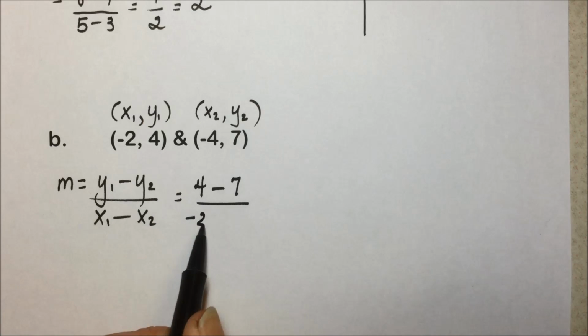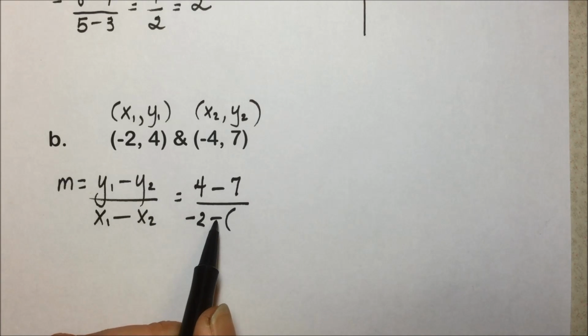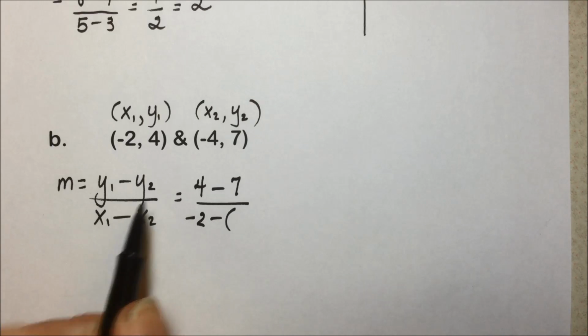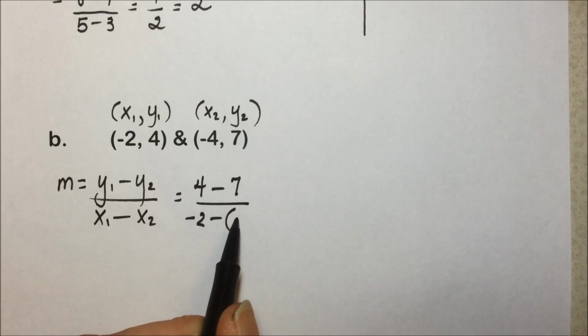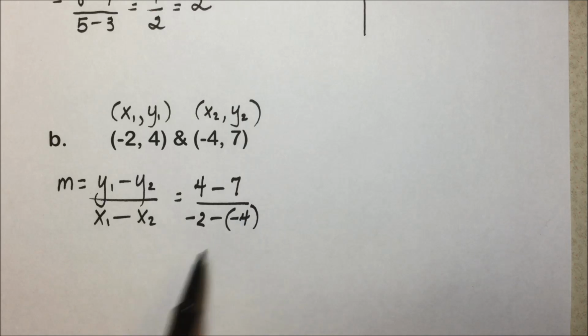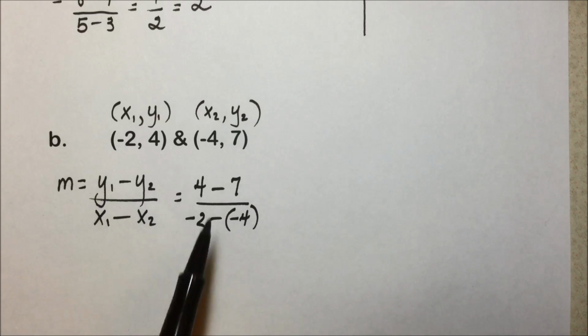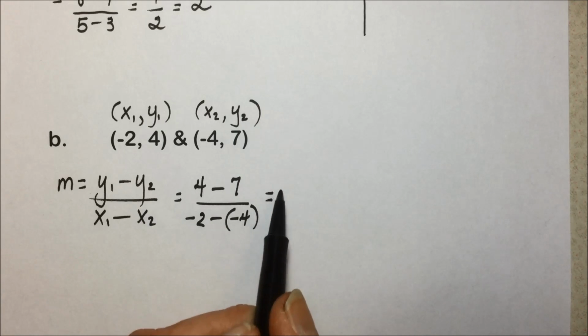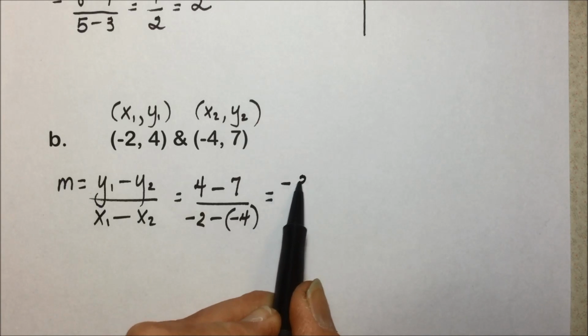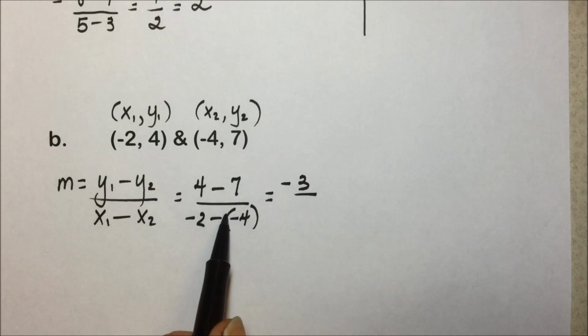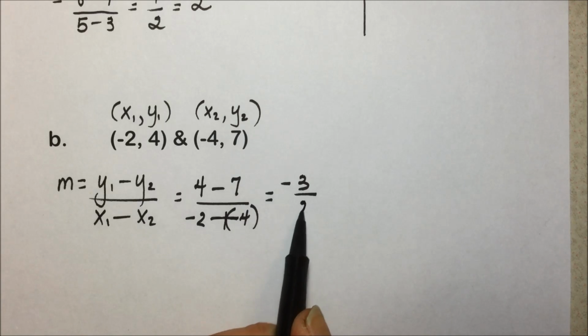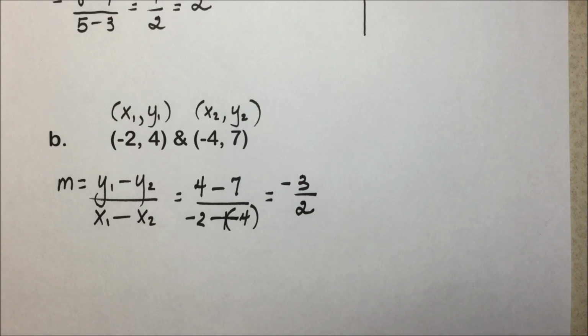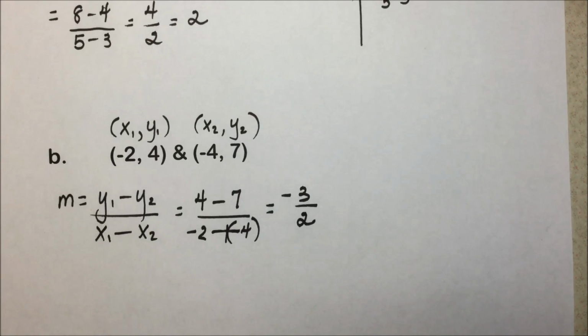x1 is a negative 2 minus, and this minus subtraction here does not take the place of the negative on the x value. 4 minus 7, or 4 plus a negative 7, is a negative 3. Minus a minus is a plus, so we have negative 2 plus 4 leaves us with 2. So our slope is a negative 3/2.